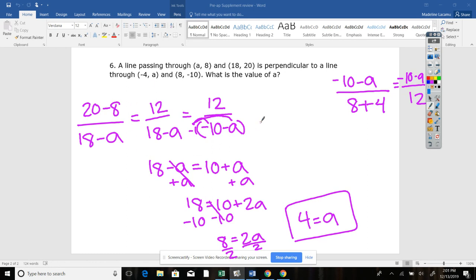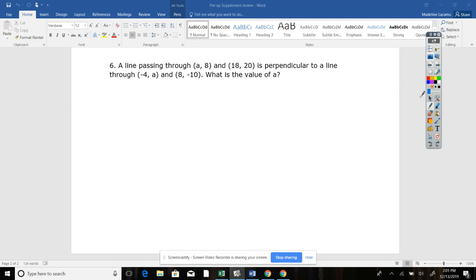Now, I know this is a lot of work, but one thing that you could do, you're going to have answer choices. So if you plugged in each of the answer choices for a and see which one gives you opposite reciprocals as your slopes, that will give you the answer instead of doing all of this. So either way that you'd like better will work. And that is the whole pre-AP review.